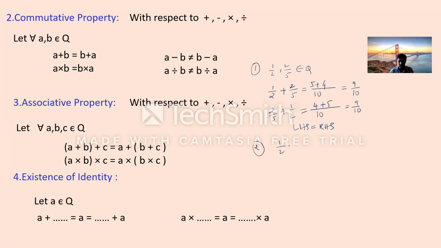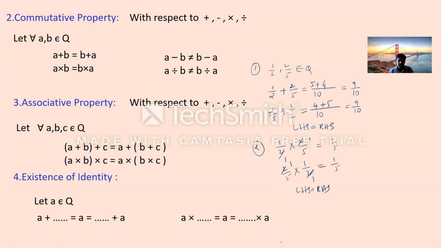Now 1 by 2 into 2 by 5, that equals, here you can cancel 2 and 2, numerator 2 and denominator 2. We will get 1 by 5. The same way, if we change the order, 2 by 5 into 1 by 2. Now numerator 2 and denominator 2 we can cancel. The result is 1 by 5. LHS equal to RHS. So rational numbers satisfy commutative property with respect to multiplication.